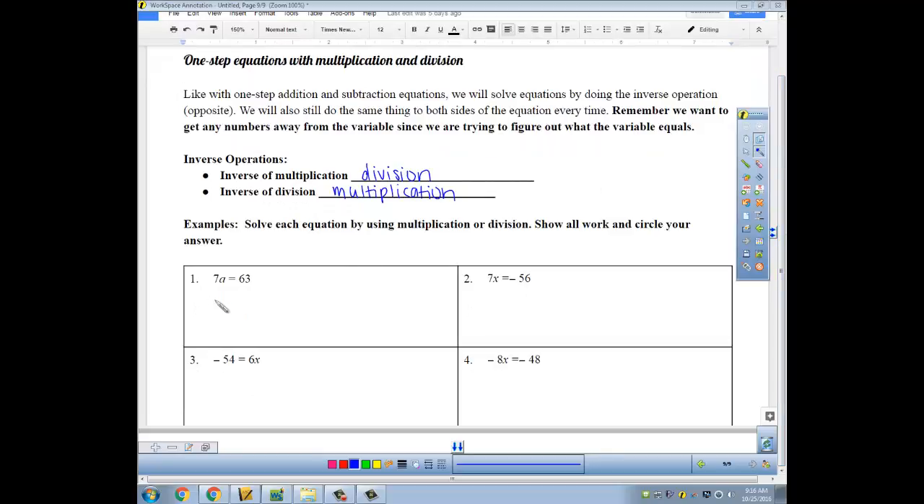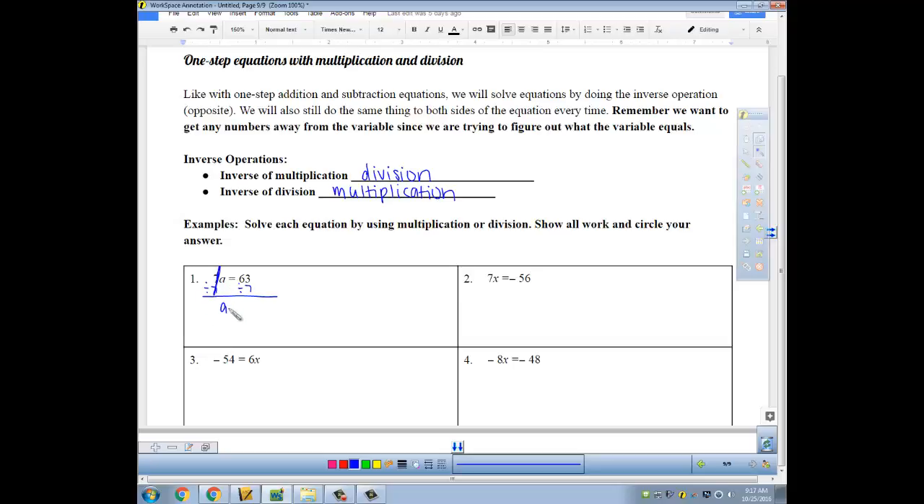Okay, so for number 1, if you read this problem, it says 7 times A equals 63. So that 7A means 7 times A. So we need to think, what's the opposite of multiplication? Division. So instead of multiplying by 7 here, I'm going to divide both sides by 7. So remember, you always see what's going on by my variable and do the opposite of that. So 7 divided by 7 is 1, so that we don't really need that anymore. It's going to go away, and that will happen every time.